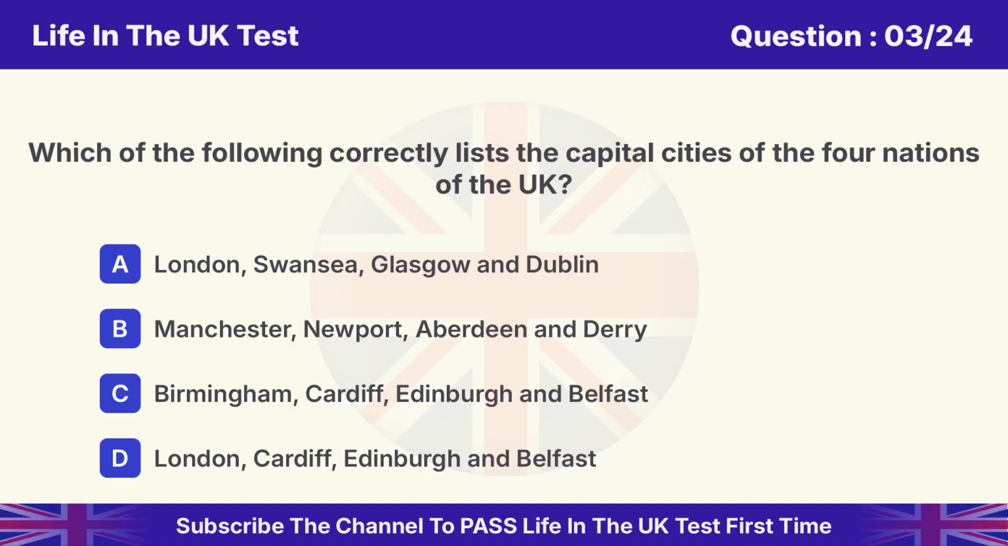Question 3. Which of the following correctly lists the capital cities of the 4 nations of the UK? Option A. London, Swansea, Glasgow and Dublin. B. Manchester, Newport, Aberdeen and Derry. C. Birmingham, Cardiff, Edinburgh and Belfast. D. London, Cardiff, Edinburgh and Belfast.